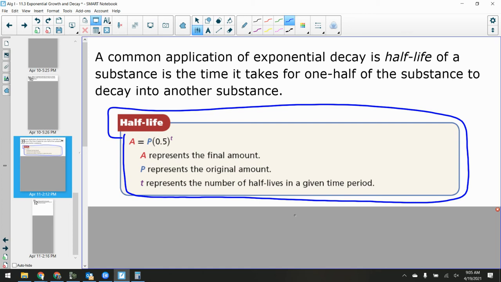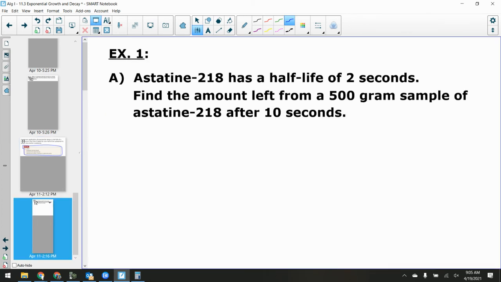Okay, let's do a word problem here. Now, you don't need to write down the whole word problem. Just make notes for yourself there. Solve it with me here. So example 1a, this substance, astatine 218, has a half-life of 2 seconds. So this must be some radioactive isotope. Find the amount left from a 500 gram sample of astatine 218 after 10 seconds. After 10 seconds. All right.